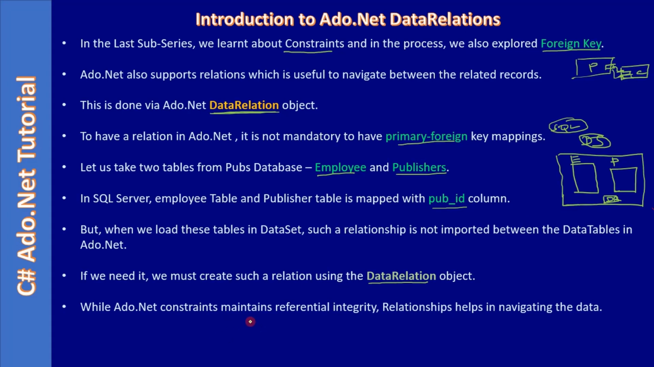While ADO.NET constraints maintain referential integrity, relationships help in navigating the data. In the last sub-series, we talked about constraints, how to create a primary key constraint, how to create a unique constraint, default constraint, all those stuff we saw, right? So while ADO.NET constraints maintain a referential integrity, relationship helps in navigating the data. So that's what we are going to explore in this sub-series.